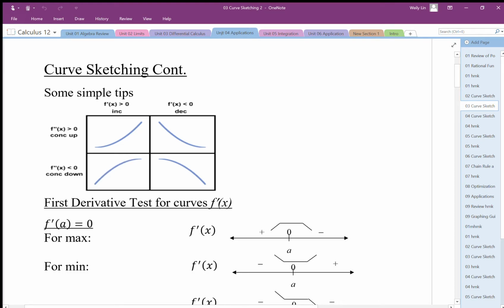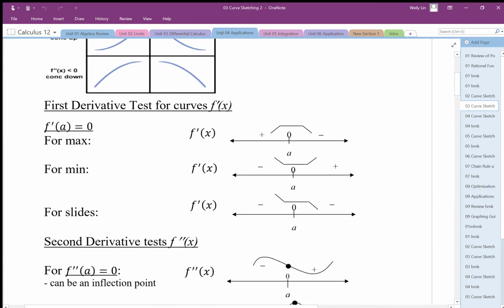Okay, so here's the opposite. The first derivative is negative, so these are all sloping down. The second derivative is positive, so concave up, concave up. Second derivative is negative, so sloping up, concave down, sloping down, concave down. So these are some pieces that we want to start becoming more familiar with.